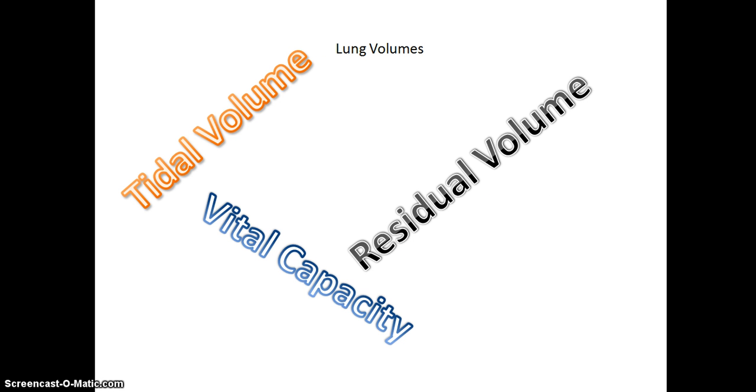Lung volumes. There are three types of lung volumes. We have the tidal volume, vital capacity, and residual volume. Tidal volume is the amount of air that we can inhale and exhale in one breath.